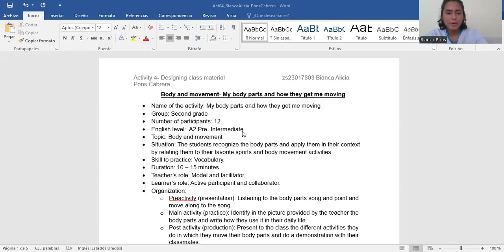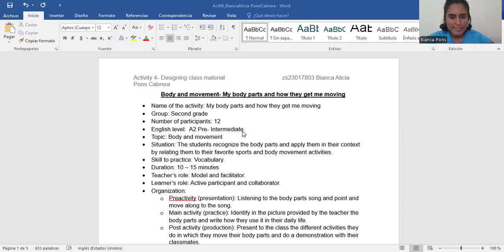So the topic, as I said, is body and movement. The learning situation will be students recognize the body and apply them in their context by relating them to their favorite sports and body movement activities. Now, I said body movement activities because it's really important to take into account that not all the students are interested in sports. Not all of them are going to be this football kid or the skating girl. So maybe there's this kid that likes chess or other sports or moving activity, and we'll have to adjust to them and maybe give some examples to include others as well.